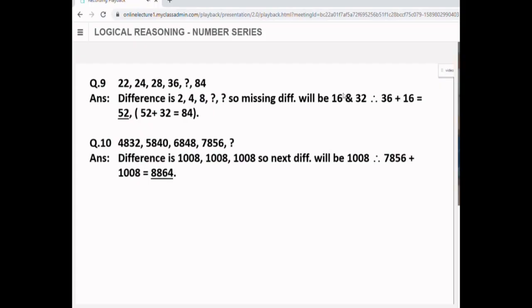Here it is. The first difference is 1008. Second difference is 1008. Third difference is 1008. So the next difference will be 1008. So 7856 plus 1008 comes to 8864. Calculators are allowed in the exam. Do use calculators.